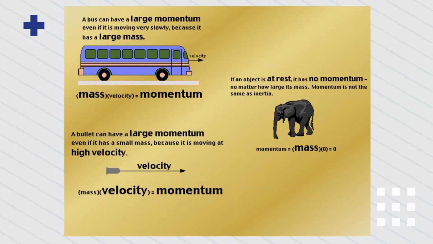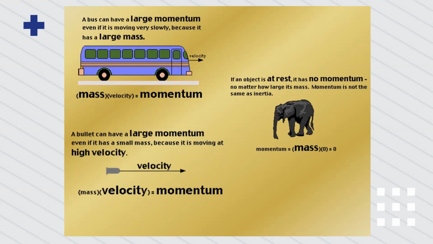A bus can have a large momentum even if it is moving very slowly because it has a large mass. Again, mass times velocity is momentum. A bullet, which is very, very small, can have a large momentum even if it has a small mass because it is moving at a high velocity.